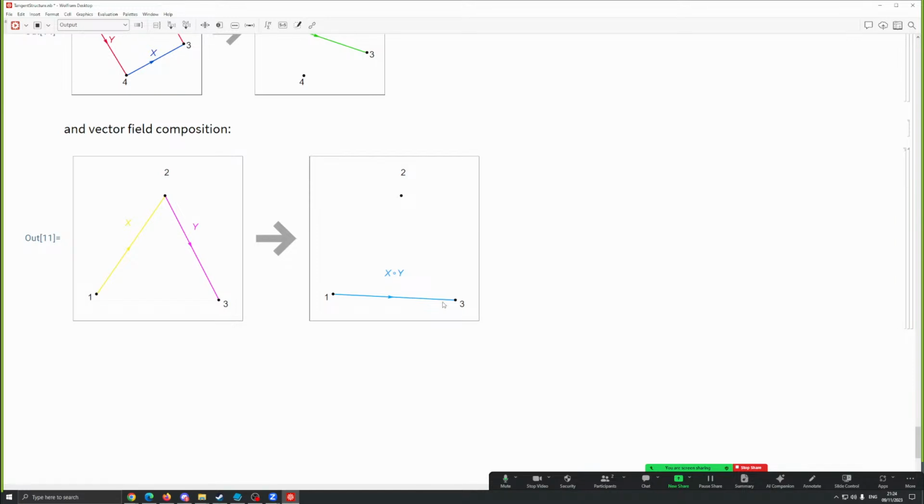Why does the right hand side drop the original vector fields? I mean, that's just for cosmetics. Yeah, there's no deep meaning. But for the actual rewriting rule, you still can preserve it.